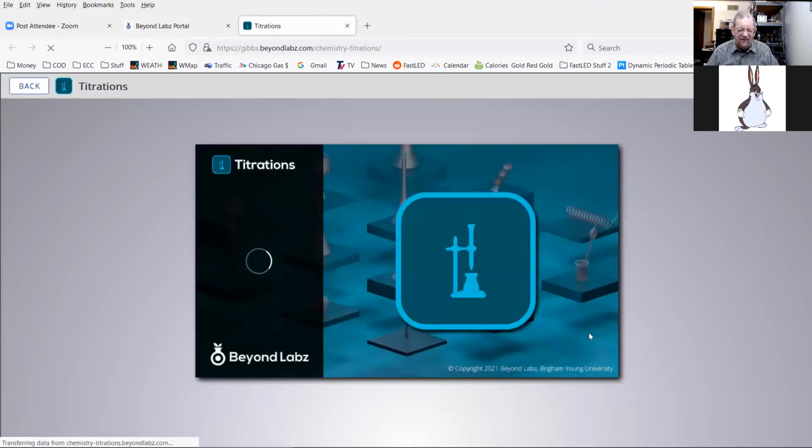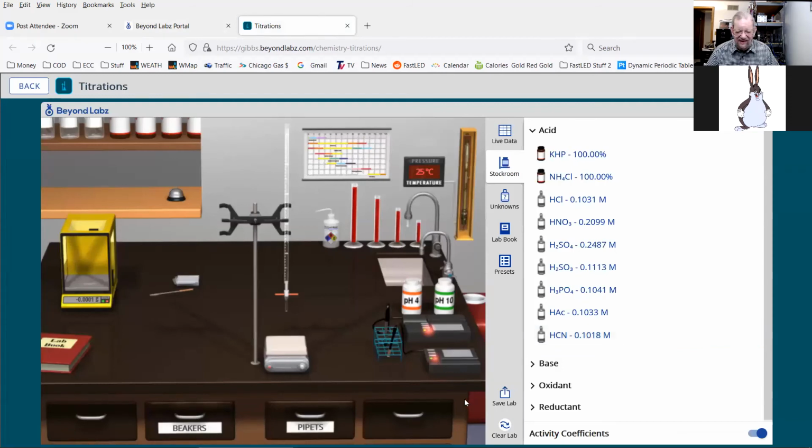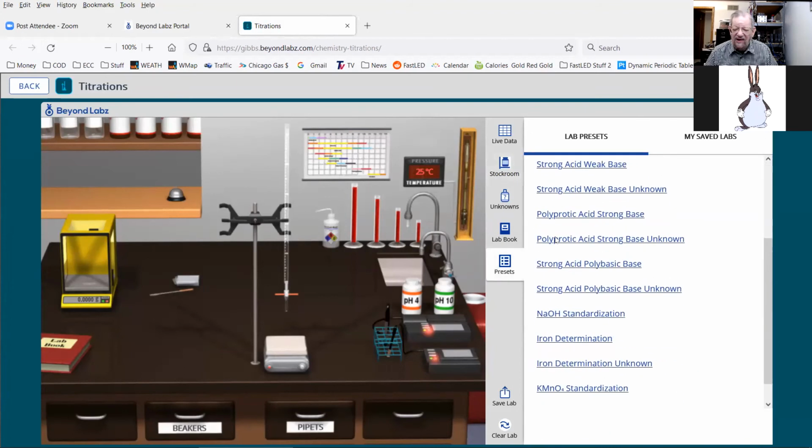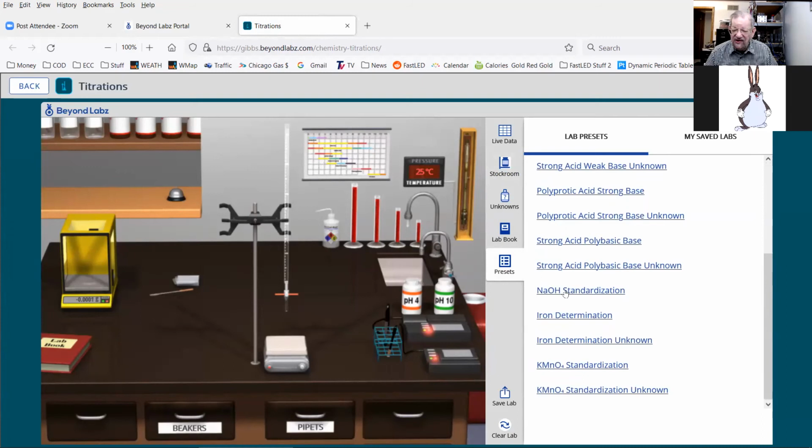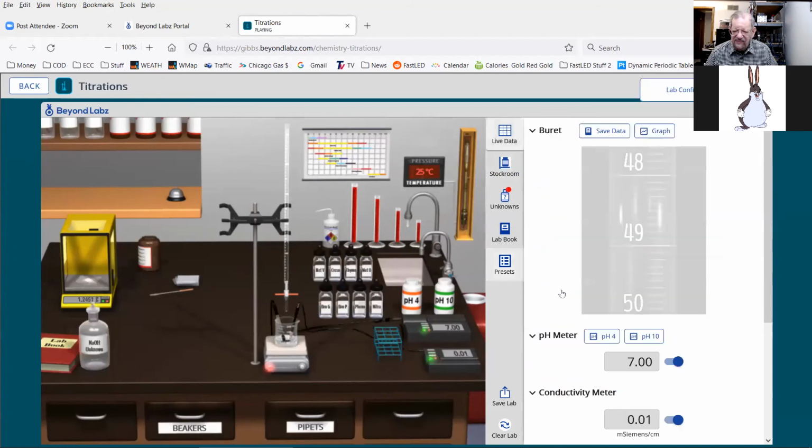Everybody see the titration lab where you see a yellow balance on the left and a burette in the center? Thank you, Spencer. All right, now the first thing you're going to do is click on presets right here. And you're going to scroll down, see where it says sodium hydroxide standardization. You'll click on that. And immediately it gives you this.